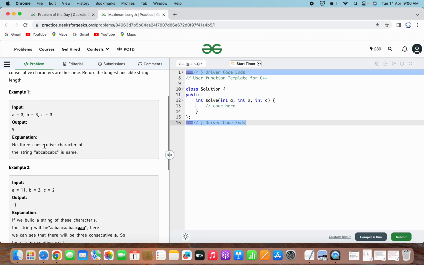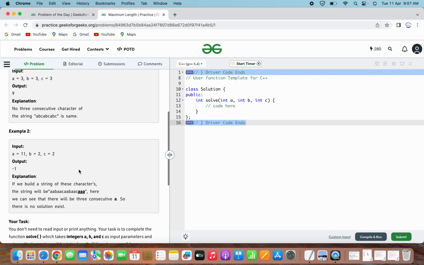No three consecutive characters of the string ABC, ABC, ABC are the same. Here it has taken one occurrence of each character at a time, and placed one after the other. First it placed A, then B, then C, then again repeated the same thing, ABC and ABC. This way no three consecutive characters are the same, and the maximum output we can get is 9. We are getting the 9 by adding all the maximum occurrences of all the characters.